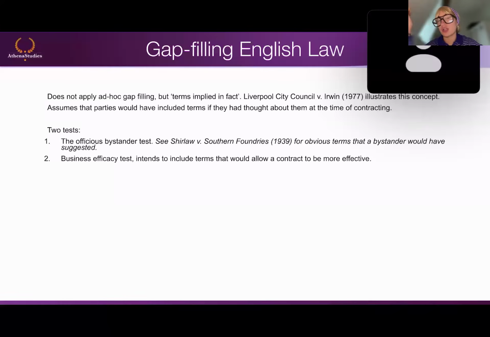Here's also the case study you can look into. But it basically says that there is a bystander who says, well, what about the term X? What do you think about it? If the parties would answer, well, yes, of course, the term is implied, it is so obvious, and you do not have to look any further into it or write it, then the test is complete.